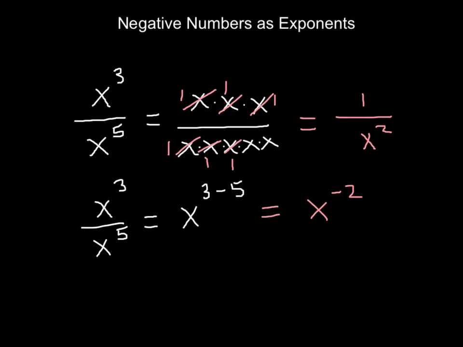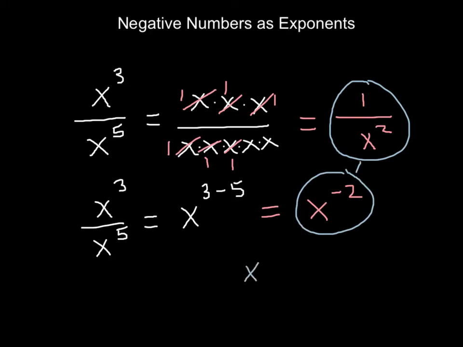If these are two legitimate ways to look at the same problem, then these two expressions here have to be equivalent. So basically we're saying x to the negative 2 can be written as 1 over x squared.